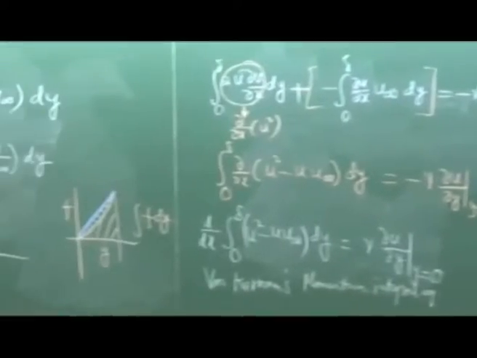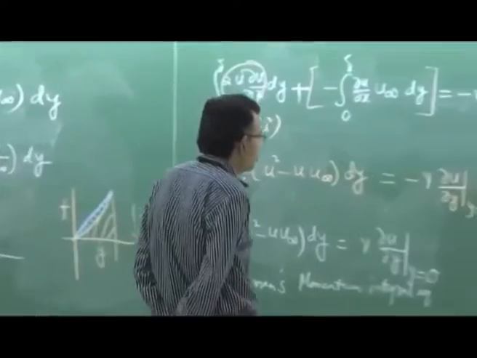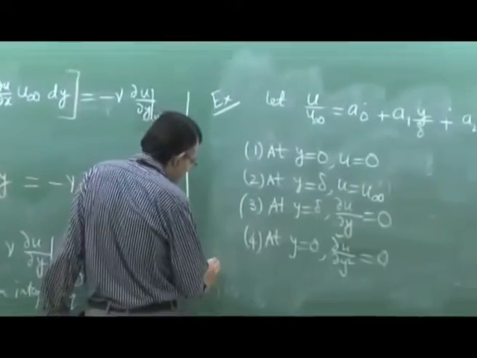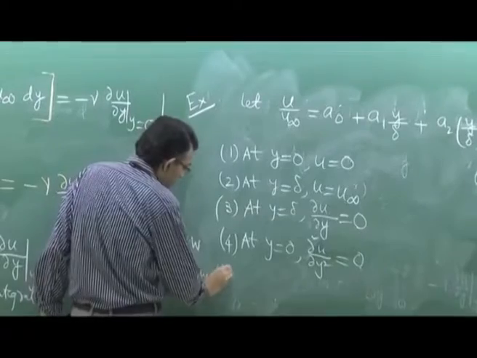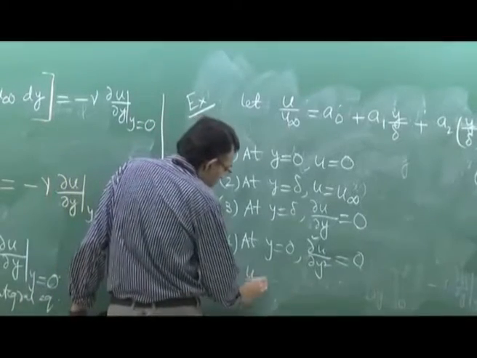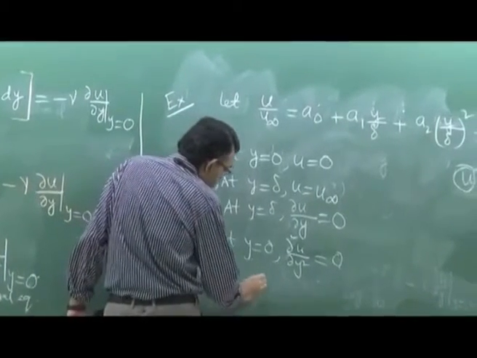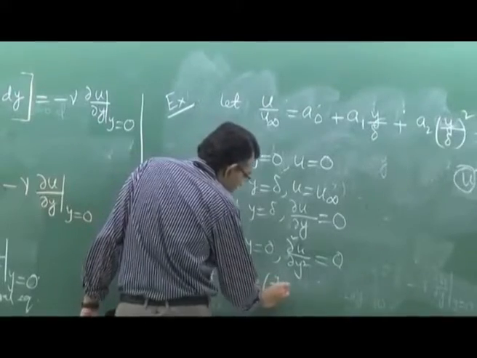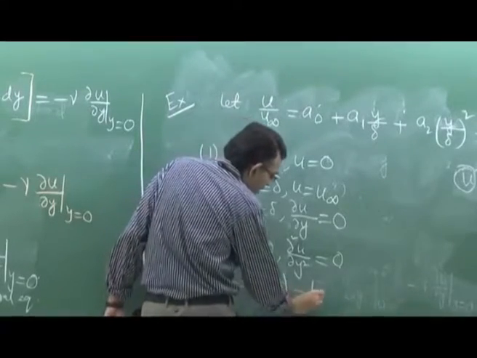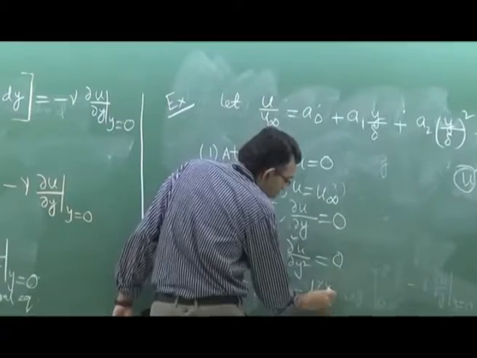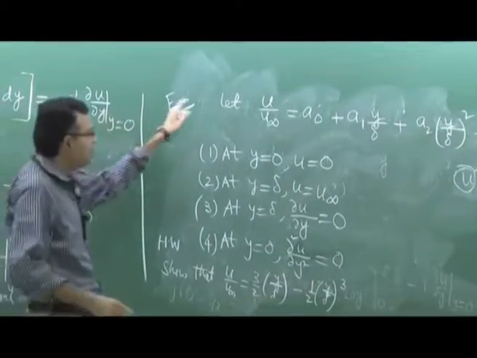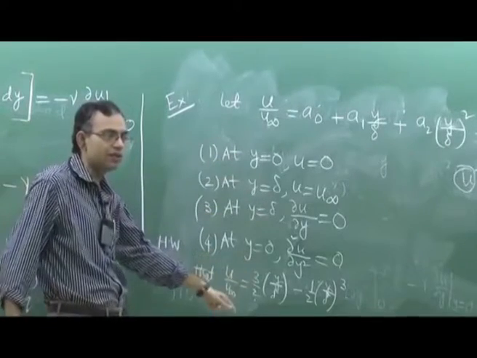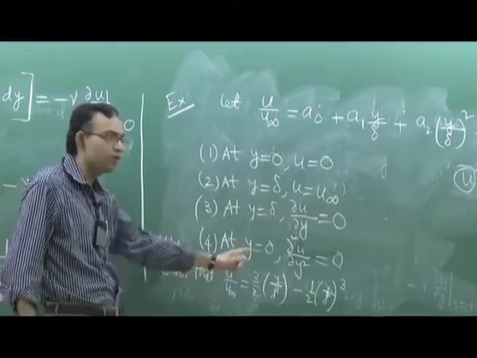I will not go through the algebra, I will leave it to you as a homework. So you show that u by u infinity is equal to 3 by 2 y by delta minus half y by delta whole cube. This is if we take this example. If you take other velocity profiles, of course there will be different coefficients.